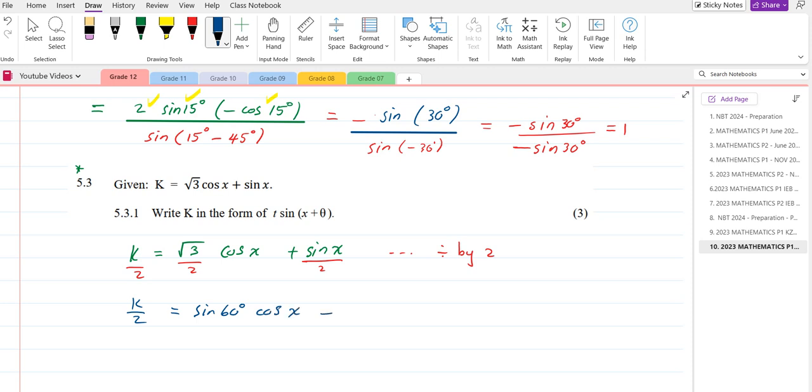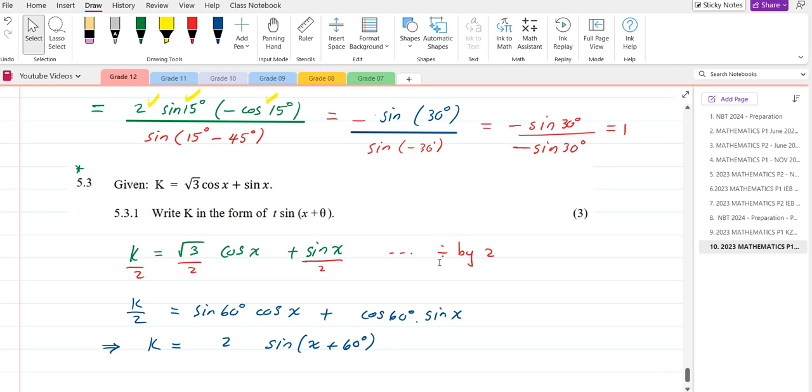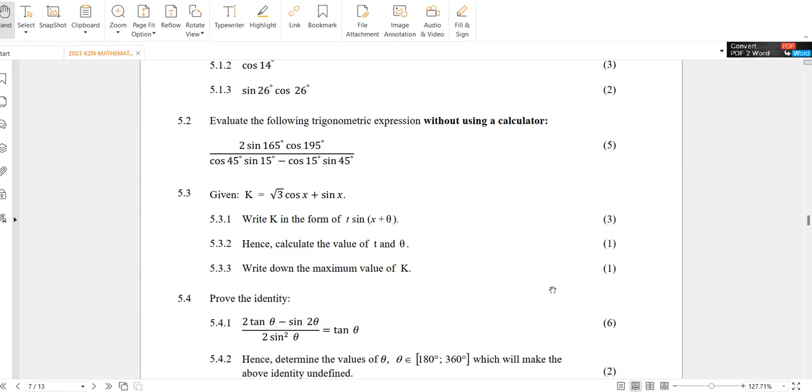Cos x plus, because we want it in terms of sine, and we're going to end with sine x, so this is going to be cos 60, which is half. Right, so now we're going to take the 2 across, because this part over here is a compound angle sine x plus 60 degrees, and we can take the 2 across, therefore this implies k equals 2 sine x plus 60. Right, so I hope you guys understood that. Moving on to the next problem.